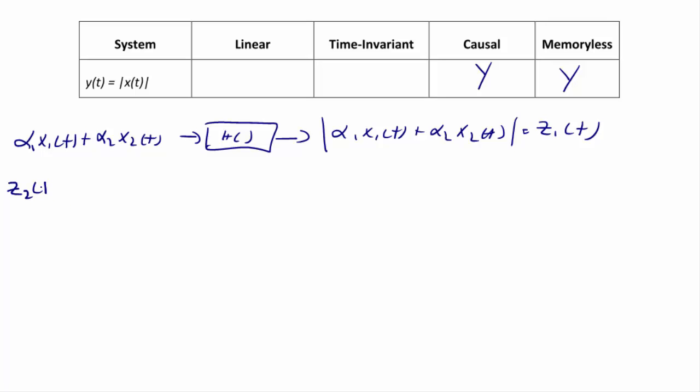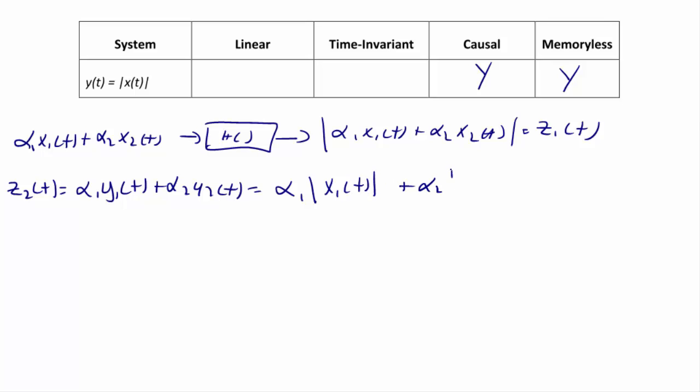z2 of t is going to equal alpha 1, y1 of t, plus alpha 2, y2 of t. So whatever the input is, the output is the absolute value of that. So this is going to equal alpha 1 times the absolute value of x1 of t, plus alpha 2 times the absolute value of x2 of t. You should be able to immediately see that these are not going to be the same, because depending upon the values in this first, you won't get the same numeric number for both. So z1 of t does not equal z2 of t. So once again, we have another nonlinear system.